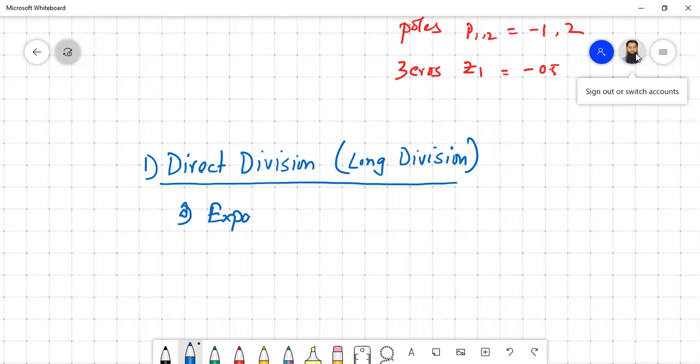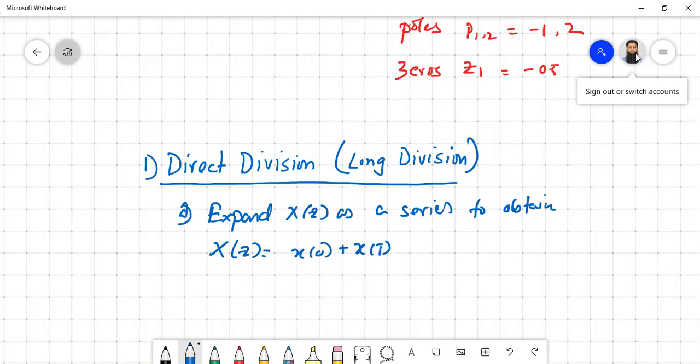expand X(z) as a series to obtain this: X(z) equal to x0 plus x(T) z to the minus 1 plus x(2T) z to the power minus 2, and goes on up to x(kT) z to the power minus k.